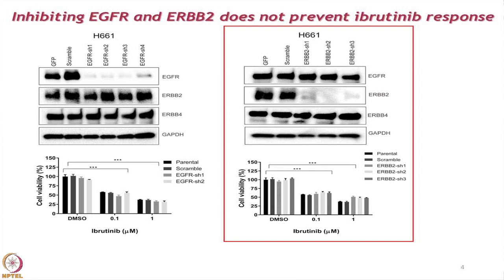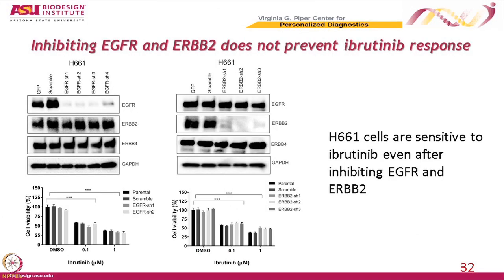And yet, despite knocking down EGFR or knocking down ERBB2, we still saw the drug effect. The drug still inhibited the cells. So now we can say that they're sensitive to ibrutinib even if you inhibit EGFR or even if you inhibit ERBB2.